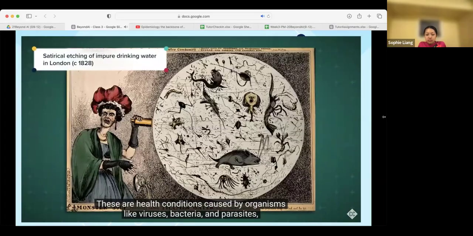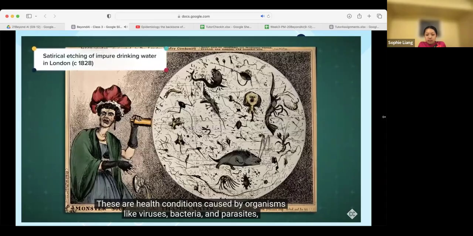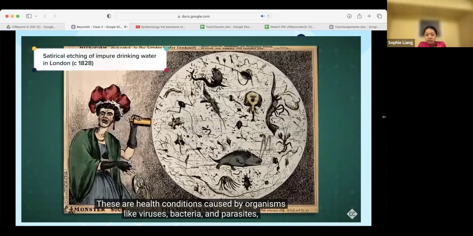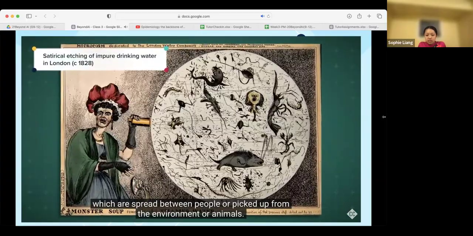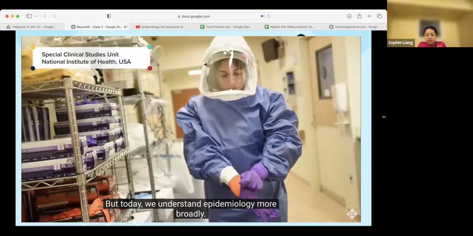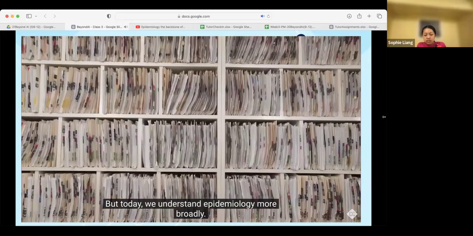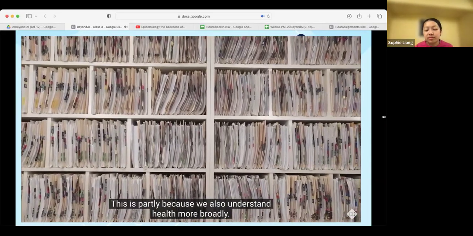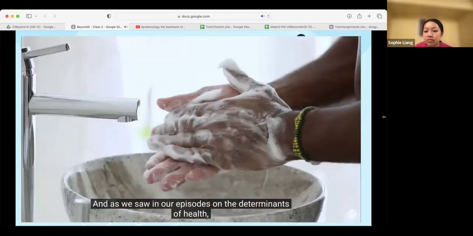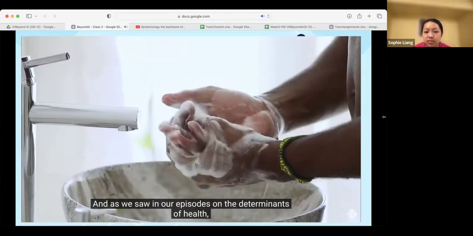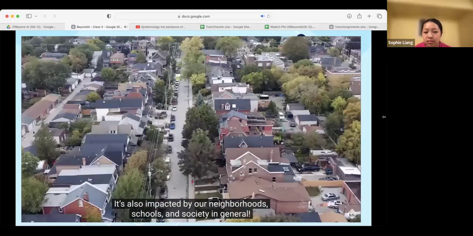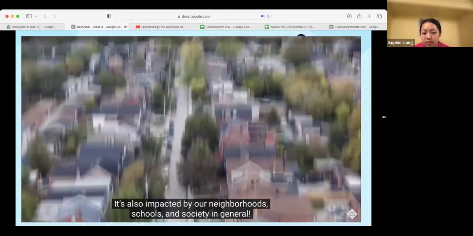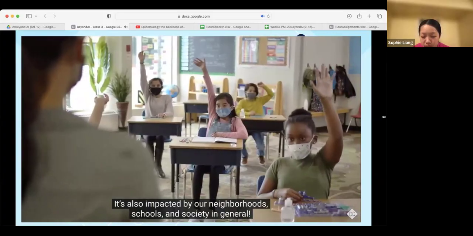These are health conditions caused by organisms like viruses, bacteria, and parasites, which are spread between people or picked up from the environment or animals. But today, we understand epidemiology more broadly. This is partly because we also understand health more broadly. And as we saw in our episodes on the determinants of health, our health is affected by more than just germs. It's also impacted by our neighbourhoods, schools, and society in general.